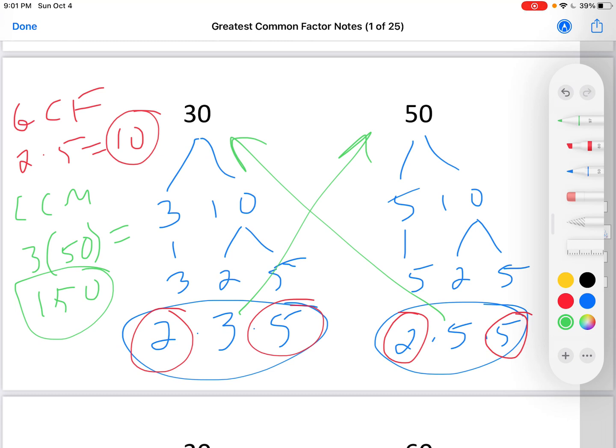I don't need to repeat the 2 and the 5, because if I just have 2, 3, 5, and another 5, that would include a 2 and two 5s, and it would include 2, 3, and 5, and it would include 2, 5, and 5, so that would be the least common multiple.